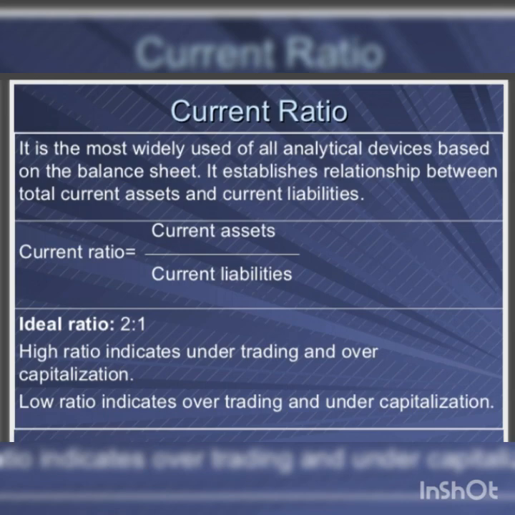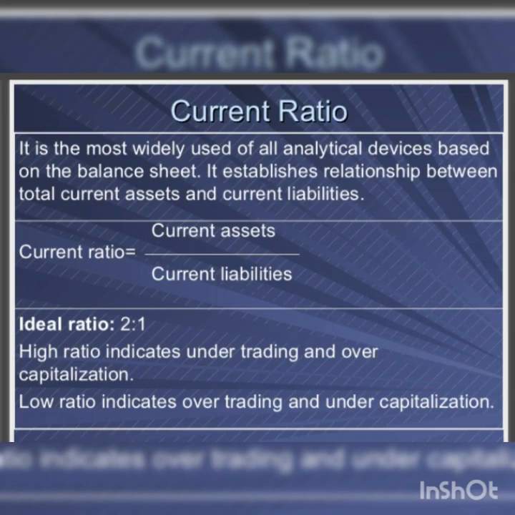The ratio is calculated on the basis of the following formula: current ratio equal to current assets divided by current liabilities. Current assets are the assets which are converted into cash within a year. These assets are cash in hand, cash at bank, debtors or book debts, bills or notes receivable, stock or inventory, prepaid expenses, tax paid in advance, accrued income, and short term investment, etc.